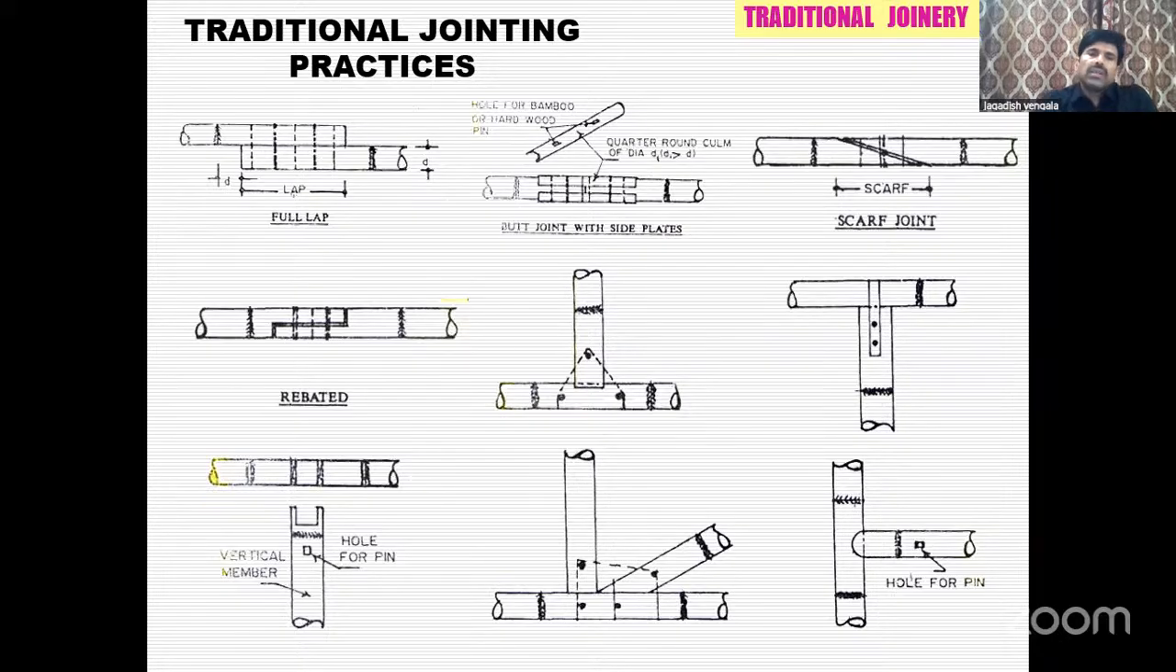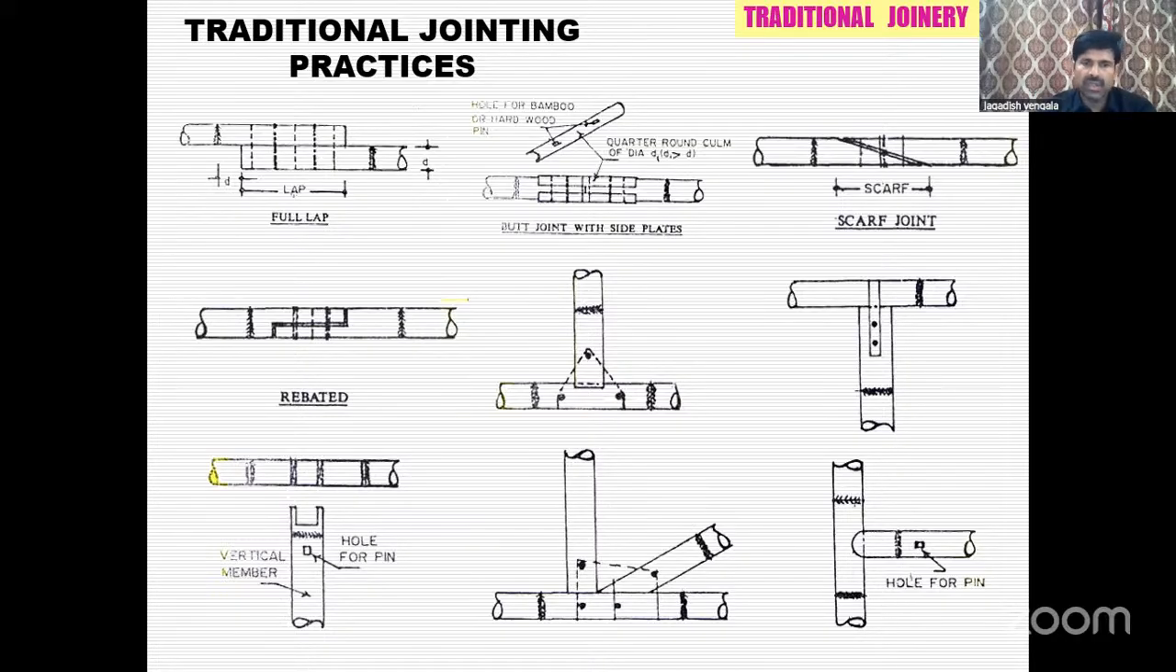So there are a number of joinery practices traditionally. You have full lap, butt joint, scarf joint, rebate joint. So traditional joinery practice is what we do. We use either pins, wooden pins, or bamboo ropes, jute ropes, and all these natural materials to connect various members, either column to column connection or column to beam connection.